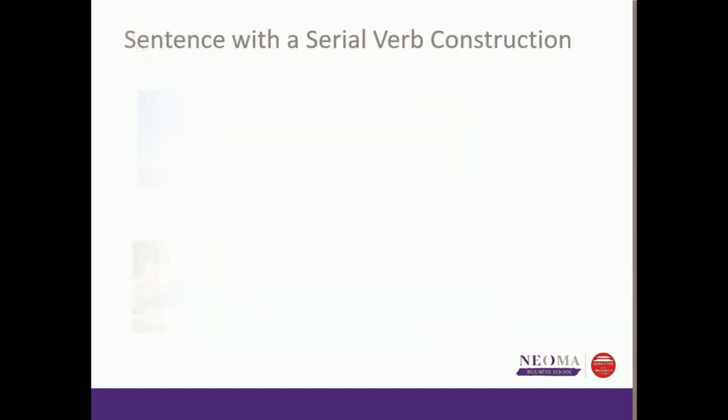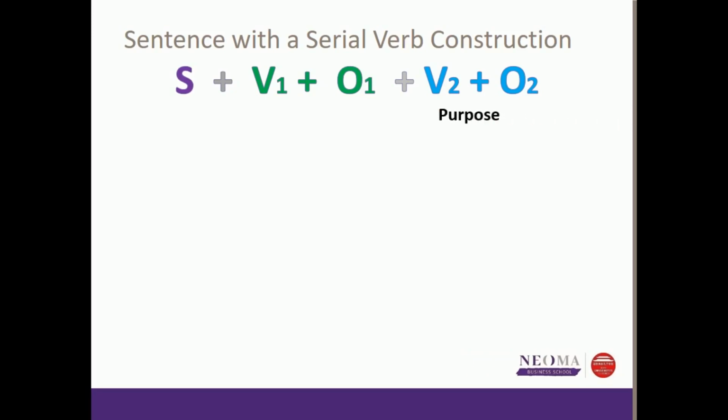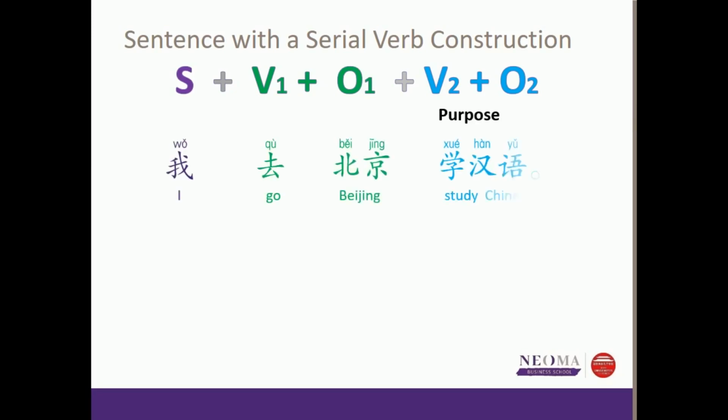Let's see today's structure: a sentence with a serial verb construction, which means the sentence has two verbs. You can put these two verbs together, and they are also relatively independent SVO structures. The second verb and object can be the purpose of the first verb and object. What do I mean? Let me show you a sentence.